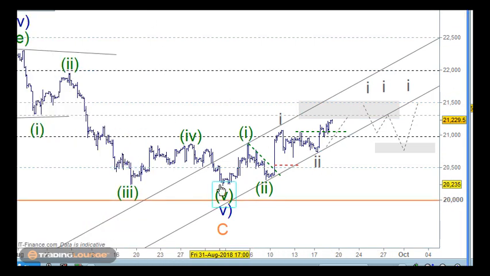So I don't know how to count this up here. Sure, I can see that we've got 5 waves here, corrective wave. We've got 5 waves in here. I can see that we can count this as corrective. We're looking for a move to the upside. We wanted to be positive above the 21 here.